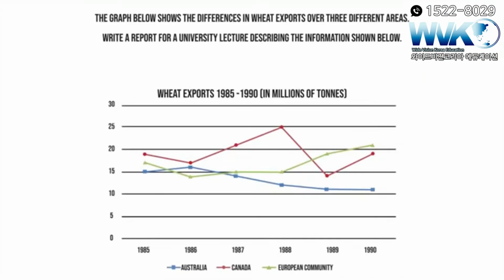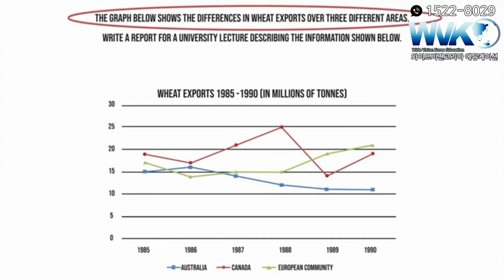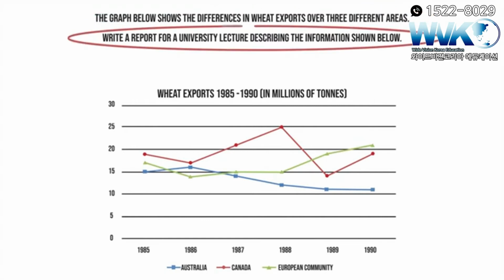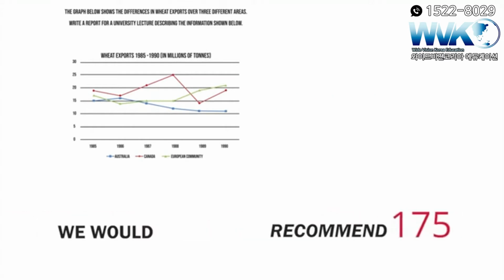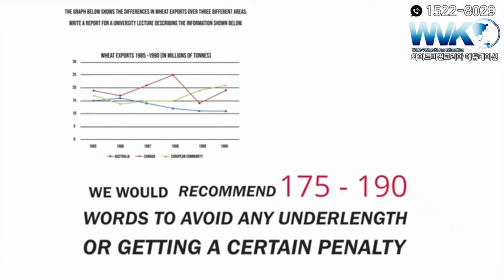So this is the line graph that we will be analyzing and learning from today. The first thing that you'll see at the very top is that the graph below shows the differences in wheat exports over 3 different areas. And the instruction goes, write a report for a university lecturer describing the information shown below. Now, again, I have to be strict that you have to write at least 150 words. But of course, we would recommend for you to write around 175 to 190 words to avoid any underlength or getting a certain penalty.